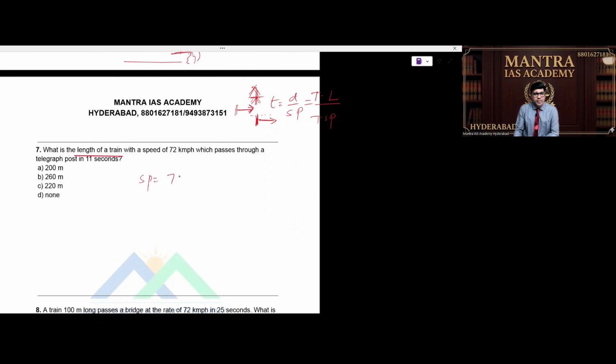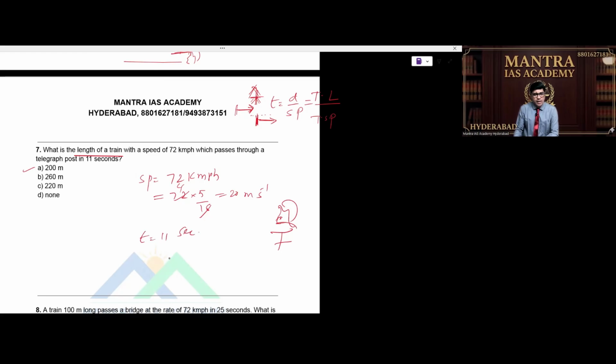What is the speed now? 72 kilometers per hour, but the answer is in meters, so what do we convert immediately? 72 into 5 by 18 gives 20 meters per second, the speed of the train. And how much time does it take to cross a telegraph post? It is exactly 11 seconds. I told you that a constant man or a pole, anything you take, the train has to cross its own length. The time mentioned in this case is 11 seconds.